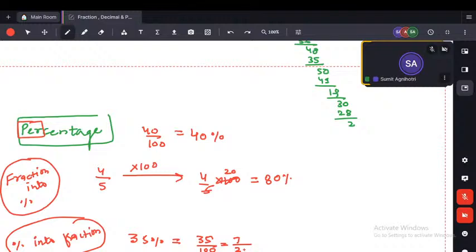Similarly, you have decimal into percentage and decimal into fraction. First, I am telling decimal into fraction. If you want to convert decimal into fraction, it can be done. Like if you want to convert 4.5, you can do it like this: 45, and how many digits after decimal? 1 digit. That's why you divide by 10. It's coming out to be 9 over 2.